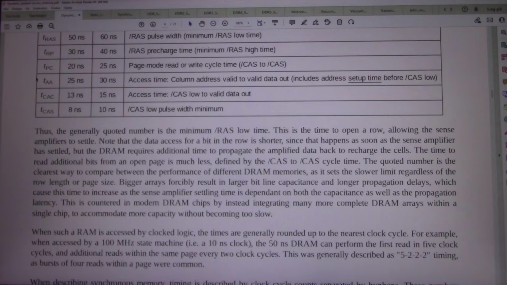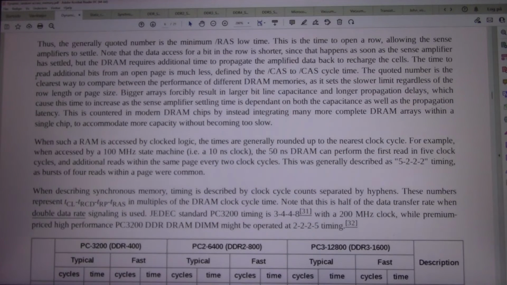Thus, the generally quoted number is the minimum /RAS low time. This is the time to open a row, allowing the sense amplifiers to settle. Note that the data access for a bit in the row is shorter, since that happens as soon as the sense amplifier has settled, but the DRAM requires additional time to propagate the amplified data back to recharge the cells.